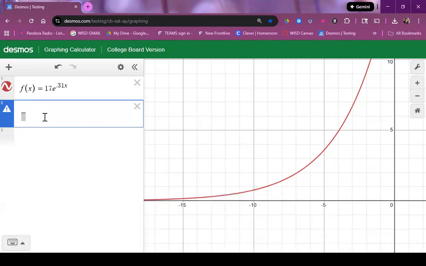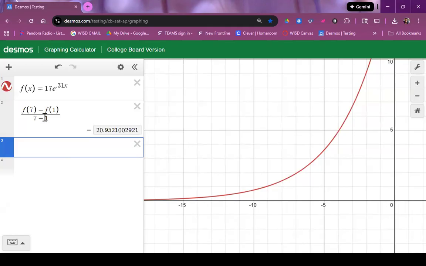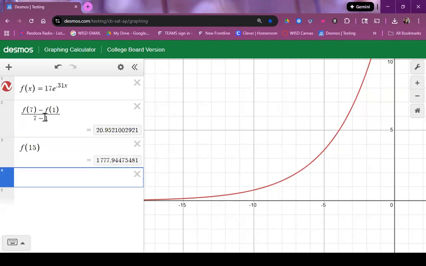Now if I was looking for the average rate of change, I would write f of 7 minus f of 1 over 7 minus 1. And that's because I wrote it in function notation. Because I wrote it in function notation, I can use the input feature for it to calculate. Does that make sense? On the next part, when it asks you for f of t, that would simply be f of 15. And what do we get? That value. Correct? All right.